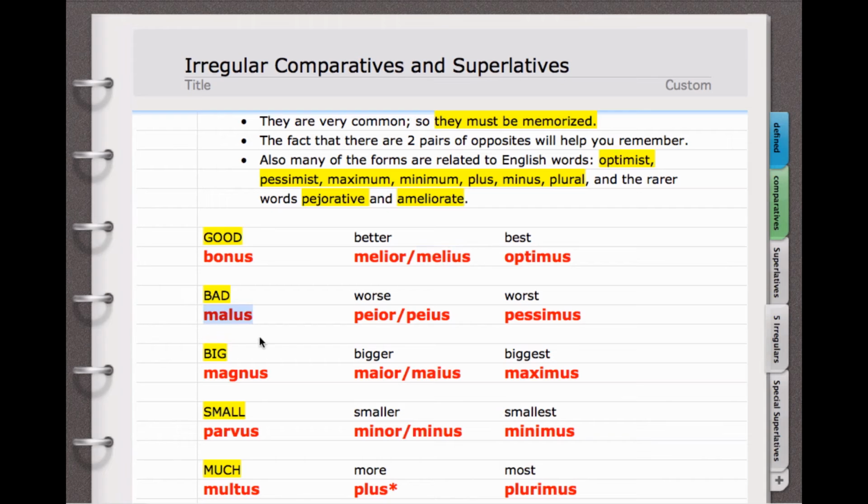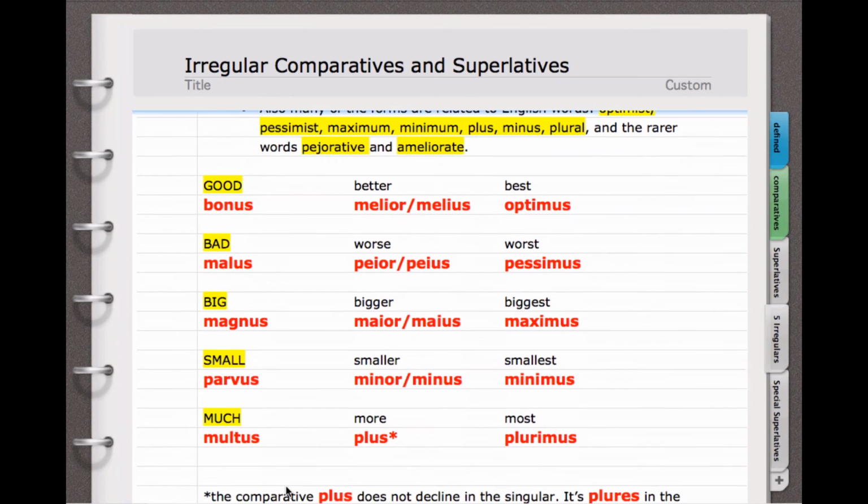Bad, malus, is going to go to peior and pessimus. Kind of difficult because the M changes to two S's, so it's got to be memorized. Big, magnus, bigger, maior, and maximus. Small is parvus. Its comparative is minor and minimus. Again, this minus is the neuter form of minor. Notice that in these two, there's no I before the OR or the US. So that makes that one a little bit different.